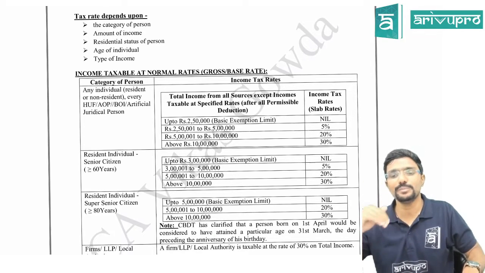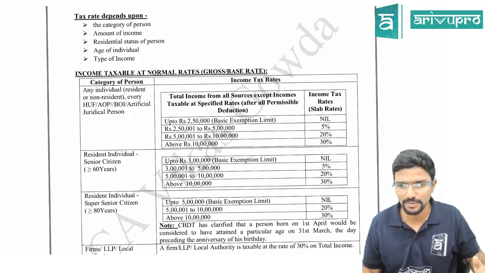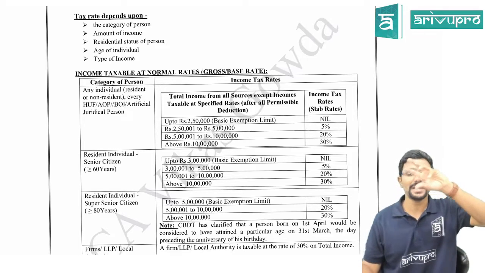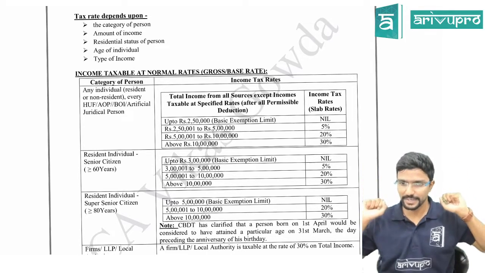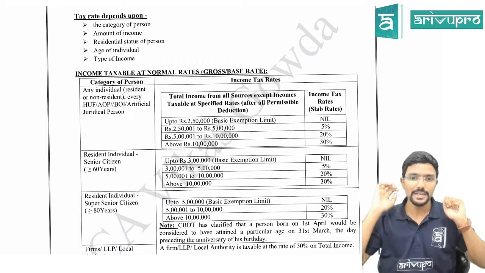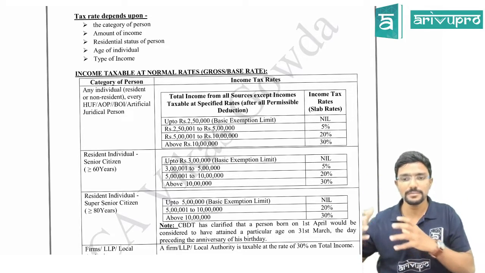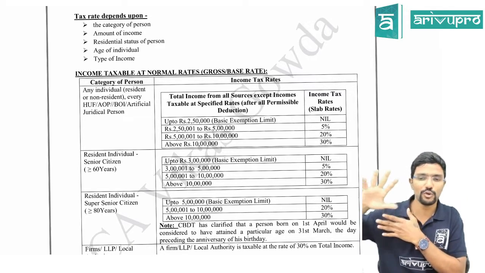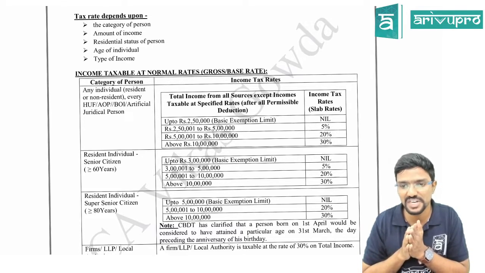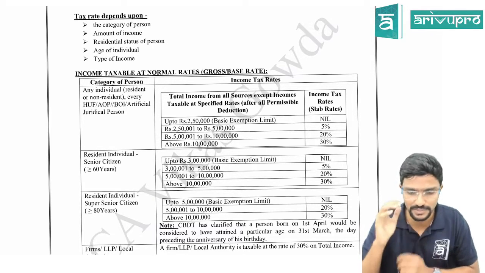Normal income will be taxable at whatever normal rates are applicable for you. It might be either a flat rate or a slab rate depending upon who you are. Then if it is a special income, then some special rates are applicable. There are 4-5 sections which are applicable as special rates, which we will see after this.